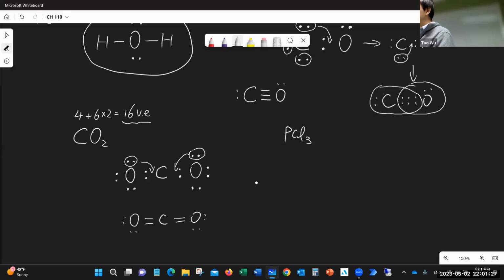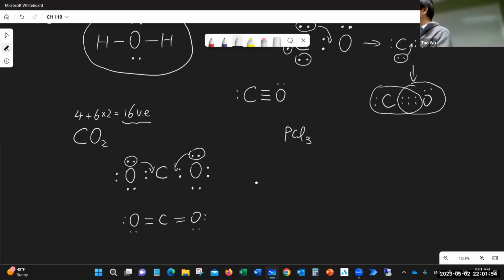Okay, first, which one is the central atom? Which one is the side atoms? And then how many valence electrons do we have? And then figure out what the valence electrons are. And then put the shared electrons in the middle, between each of the elements.